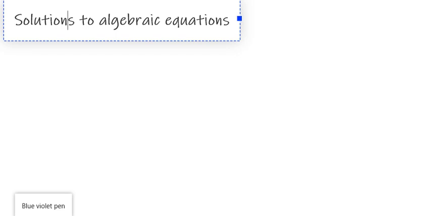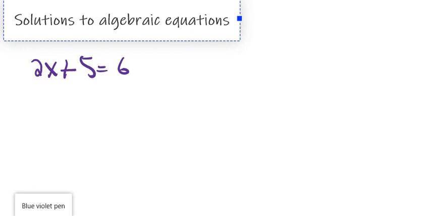Now, how to find the solution of a linear equation? For example, if you have 2x + 5 = 6 and we want to find the value of x which satisfies this equation, we call x a solution of the linear equation. Because it is linear, that means we have only one value of x.